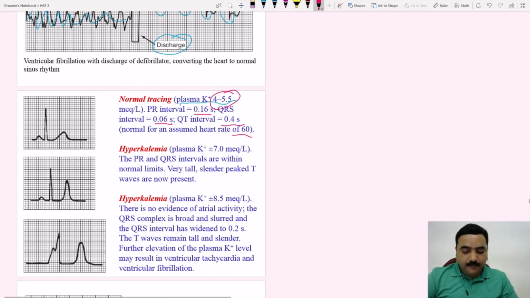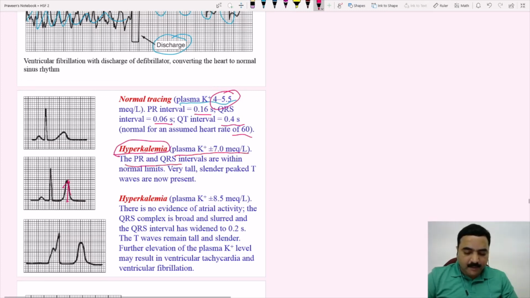Okay, so now going down to hyperkalemia. What happens in hyperkalemia? The immediate effect, as soon as the plasma potassium level goes high, is tall T waves, tall and slender. It's not widened, it's a tall and slender T wave, because potassium is very important for the repolarization phase, and repolarization is represented by the T wave, so you start to see the problems in the T wave.